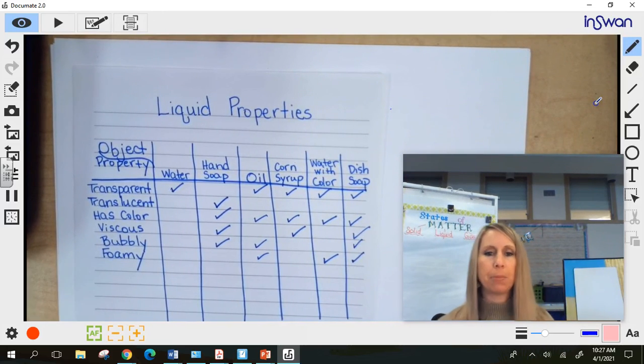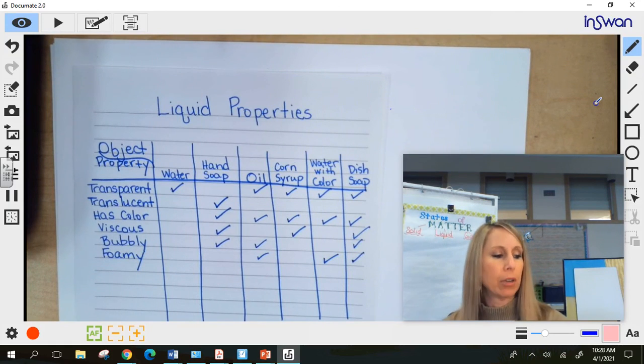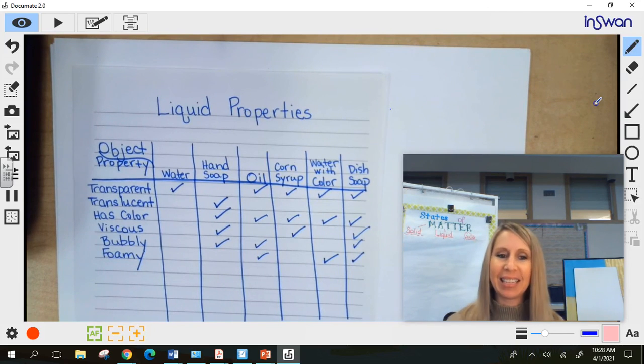So that was our experiment today. You are welcome, with your parents' assistance, to look for some of your liquids in your house and test them out as well. I hope you enjoyed today's lesson and learning about liquid properties.